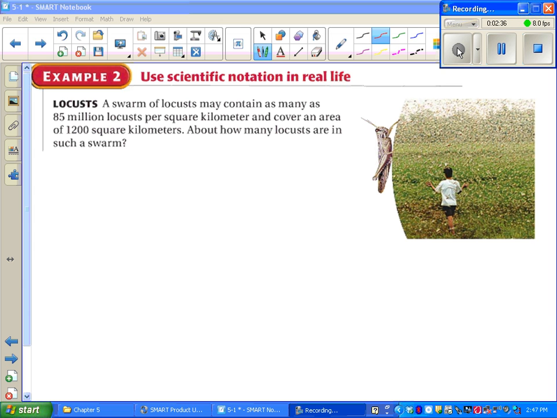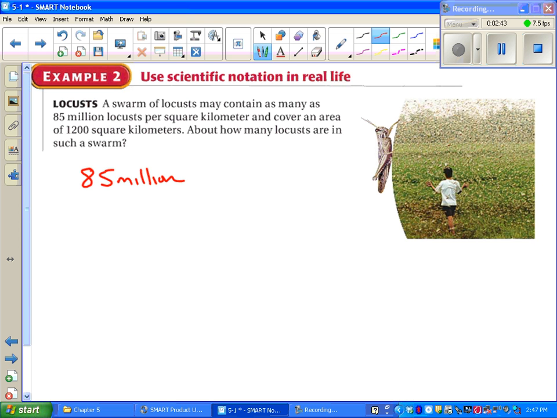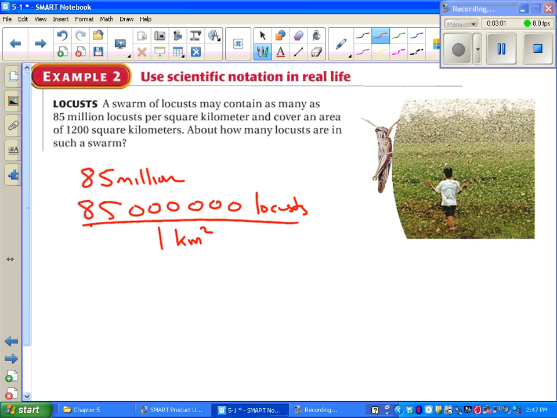One thing I noticed in the problem was, so we have 85 million, and that's got a lot of zeros in it. 85,000,000. 85 million locusts per square kilometer. And we're also told that we have 1,200 square kilometers. So if we want to find out how many locusts there are total, notice when we multiply number of locusts per square kilometer times the number of square kilometers, the square kilometers will cancel out and we'll be left with number of locusts.